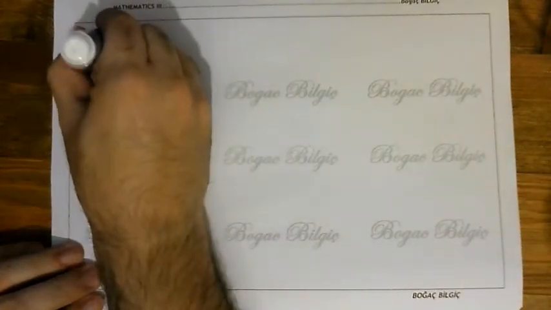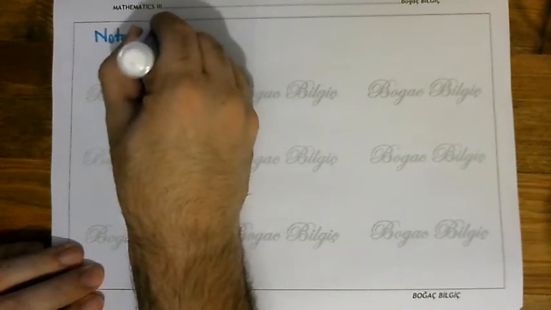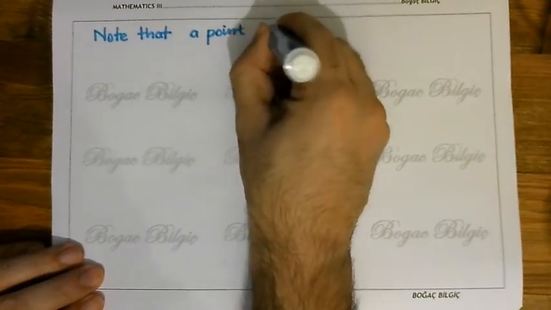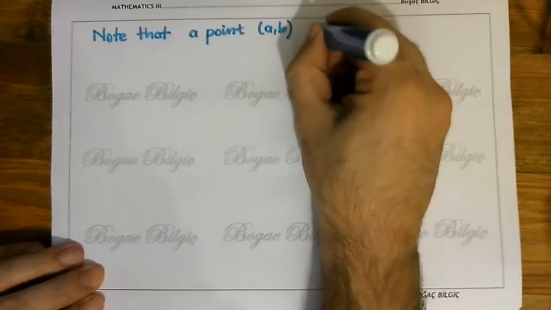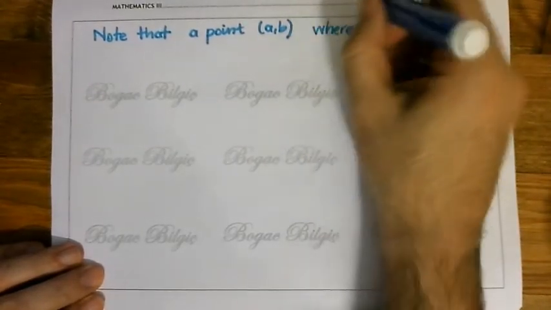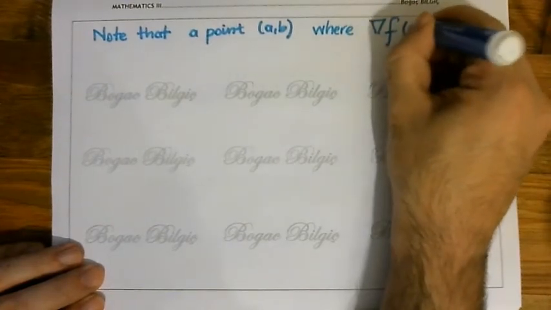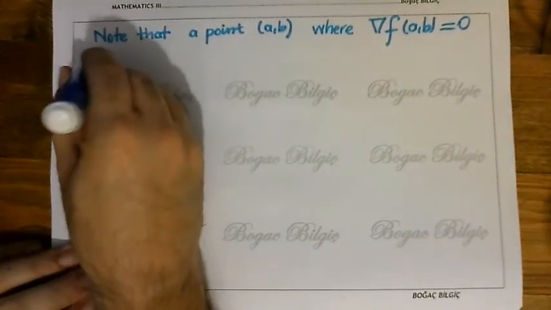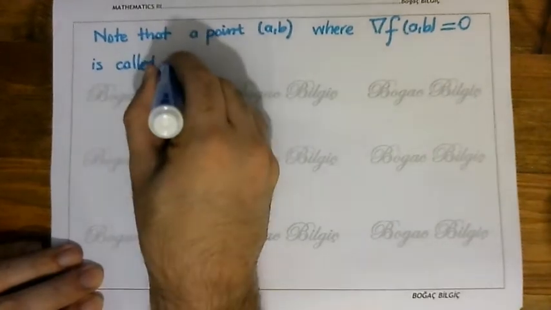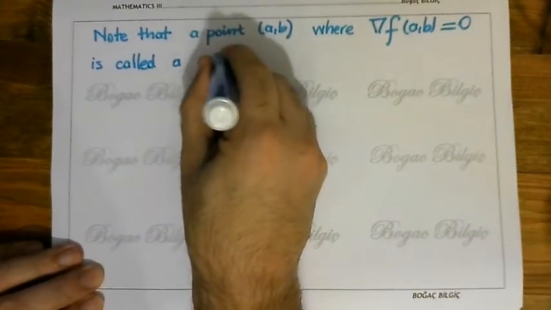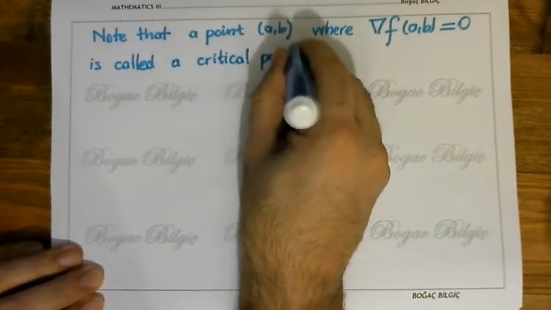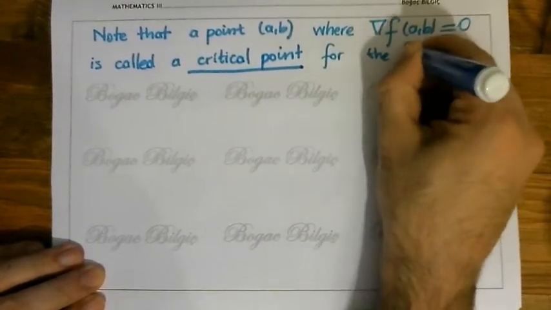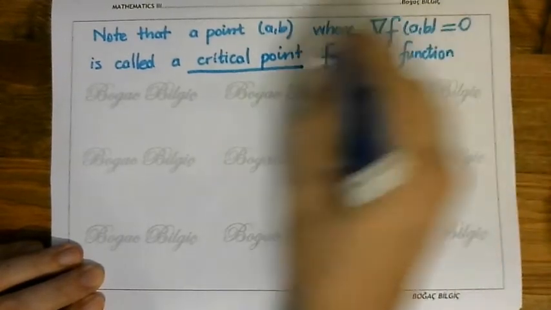Note that a point (a,b) where grad f(a,b) is equal to 0 is called a critical point for the function f(x,y).